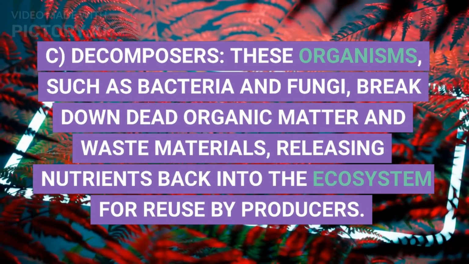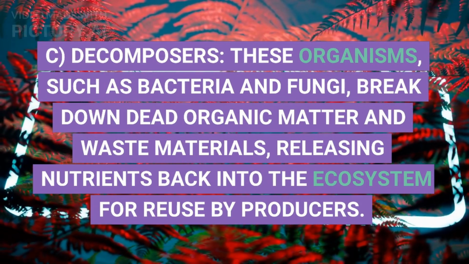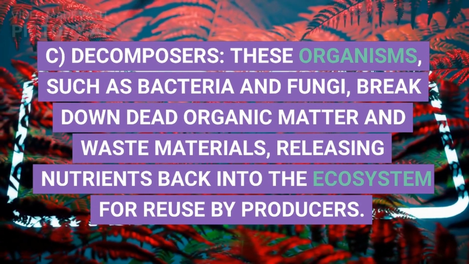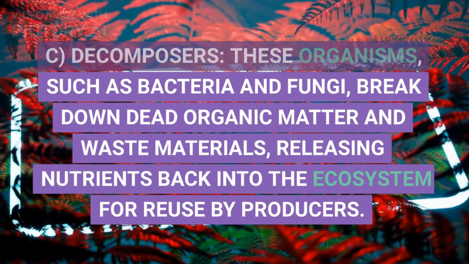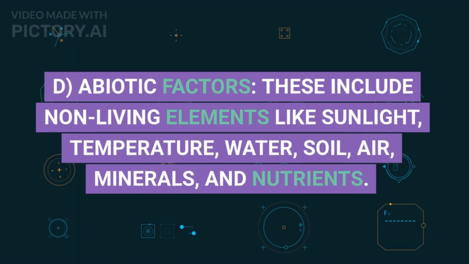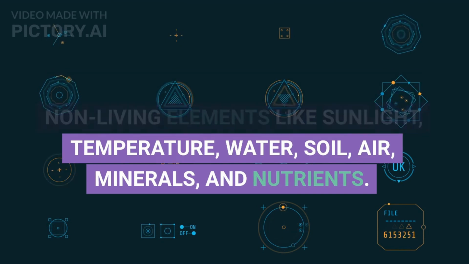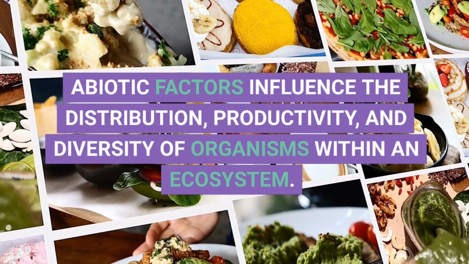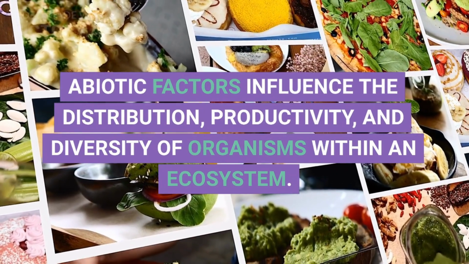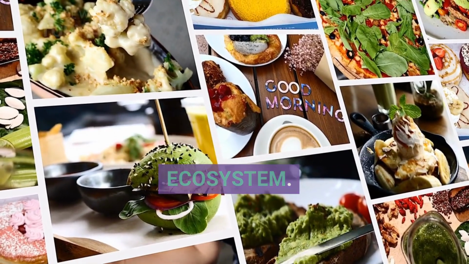C. Decomposers. These organisms, such as bacteria and fungi, break down dead organic matter and waste materials, releasing nutrients back into the ecosystem for reuse by producers. D. Abiotic factors. These include non-living elements like sunlight, temperature, water, soil, air, minerals, and nutrients. Abiotic factors influence the distribution, productivity, and diversity of organisms within an ecosystem.